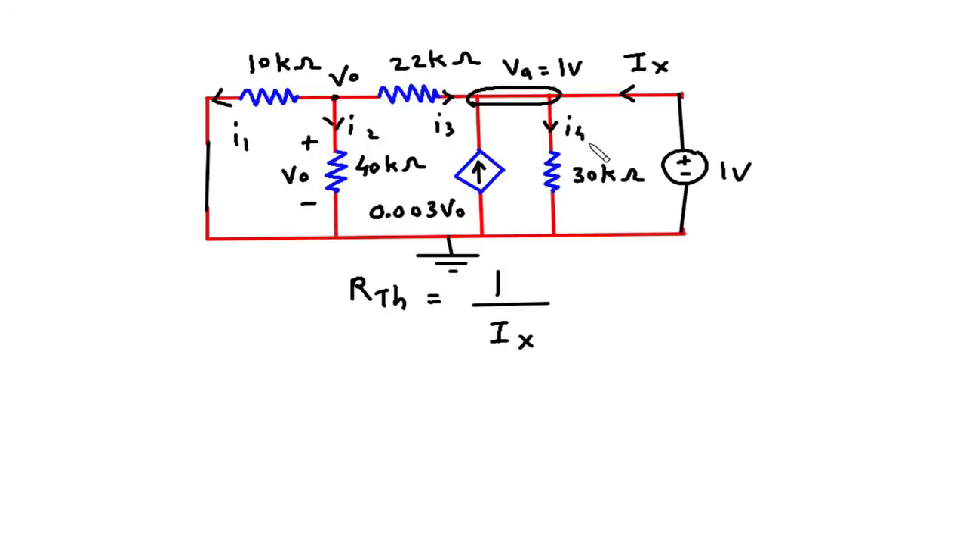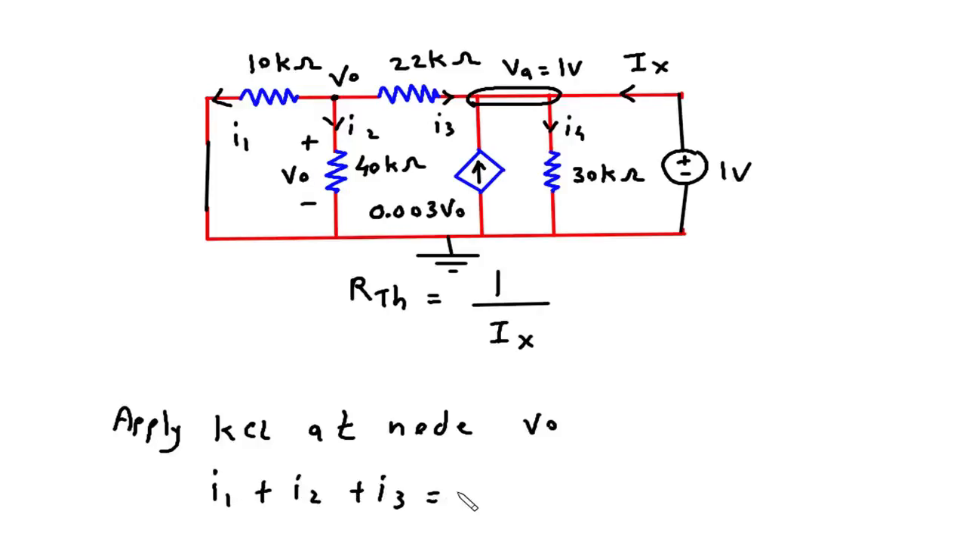this is current I4. So apply KCL at node VO. Now when we apply KCL at node VO, entering current at this node is 0. So all the currents are leaving. So I1 plus I2 plus I3 is equal to 0.